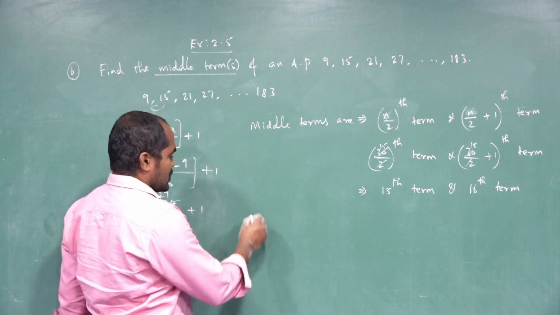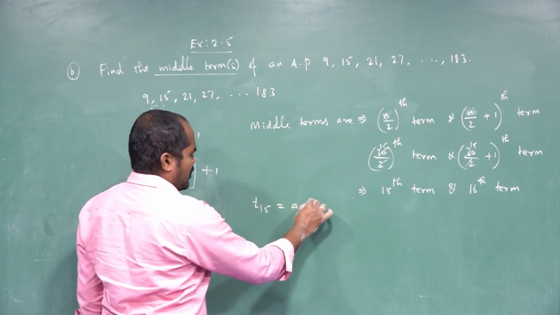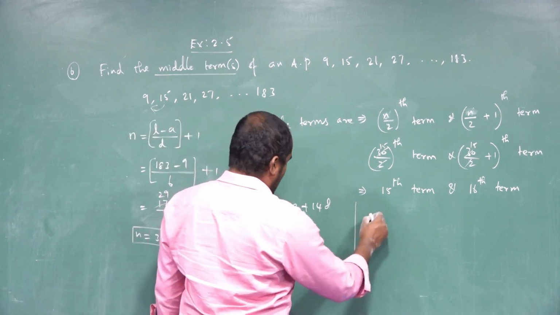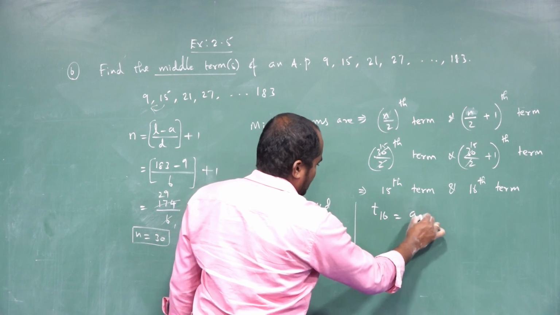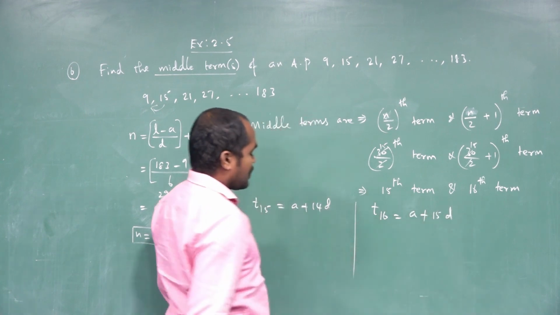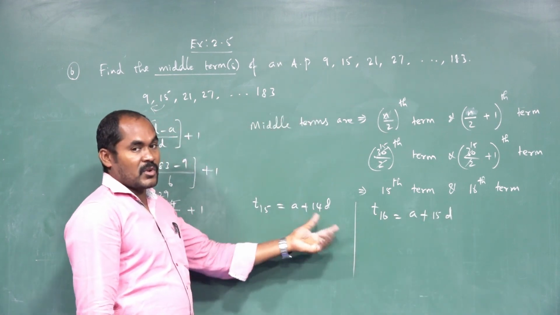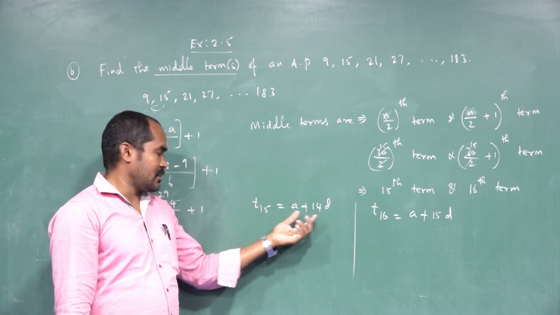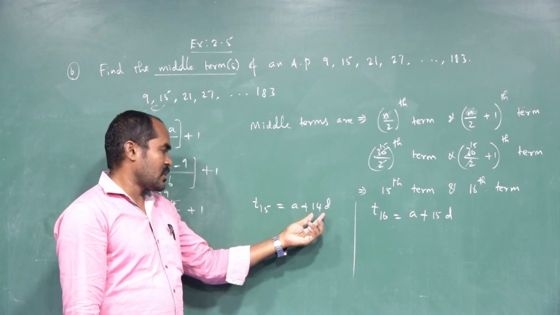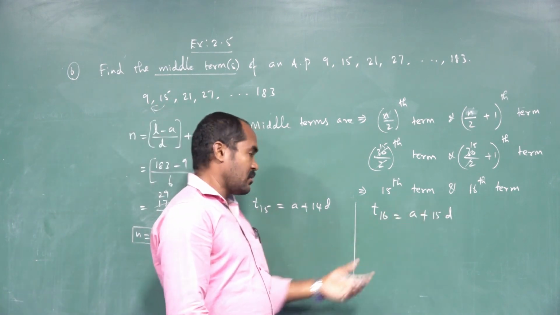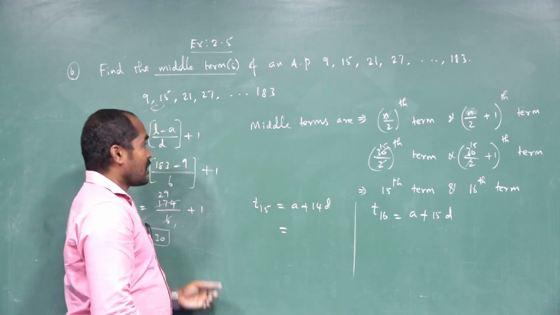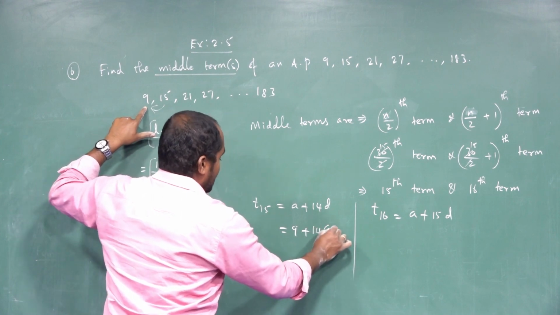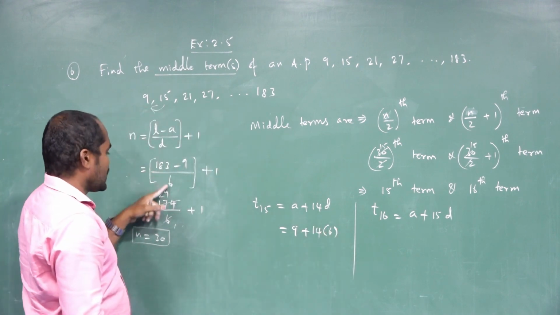So the 15th term means T15. T15 is A plus 14D and T16 is A plus 15D, right? T15 means A plus (n minus 1) into d, 15 minus 1 is 14. So T15 equals A plus 14d. T16 equals A plus 15d. You know the A and D values, right? The A value is 9. So 9 plus 14 into 6, because the D value is 6.